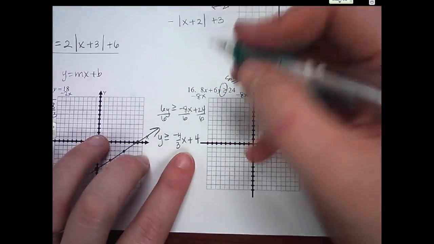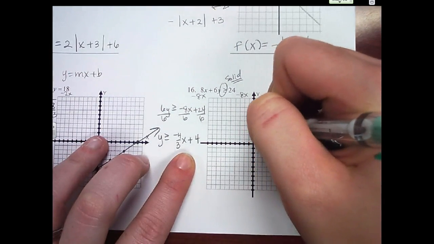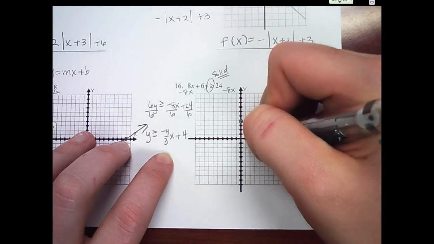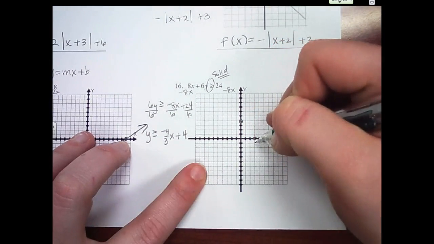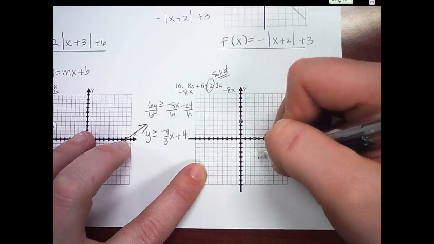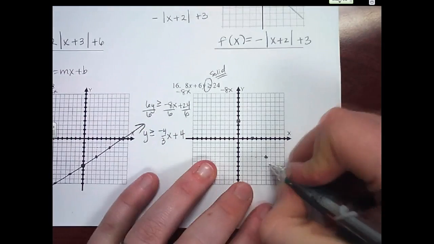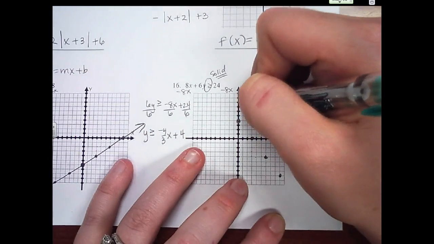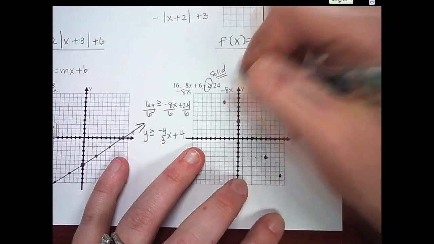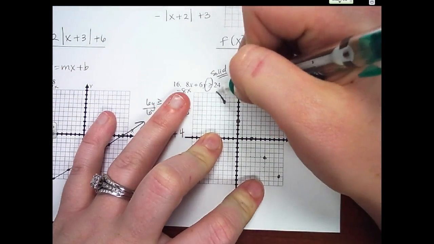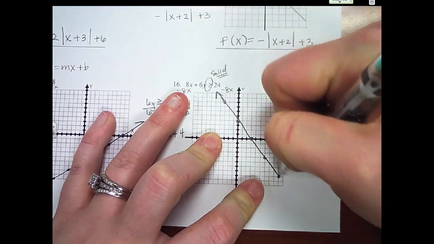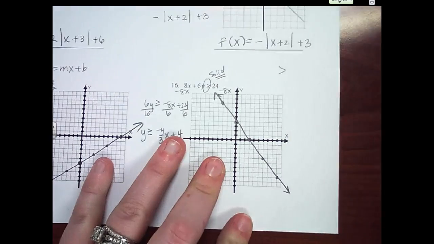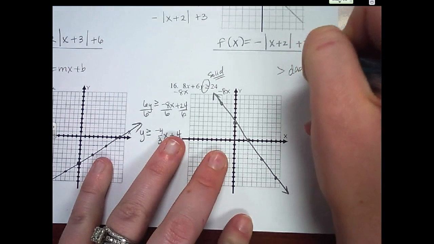Okay, so let's graph that. Up 1, 2, 3, 4. My slope is negative 4 over 3, so I'm going to go down 4 and over 3. Down 4 over 3. And then up 1, 2, 3, 4, 1, 2, 3. Okay, since the equal sign's there, it's a solid line. If the equal sign wasn't there, if it was just a greater than symbol, then this would be dashed.